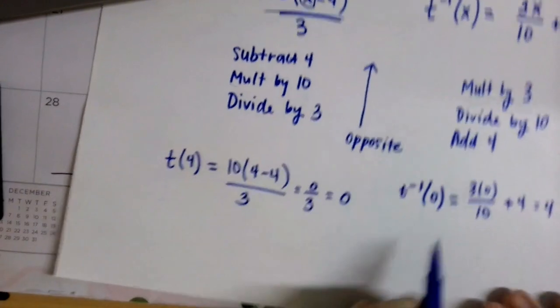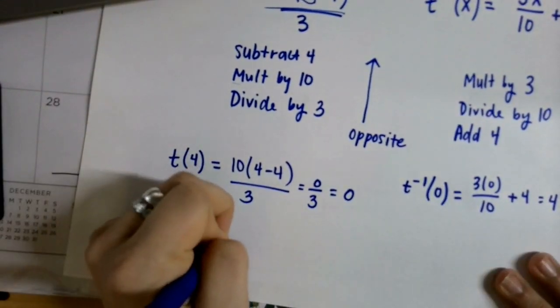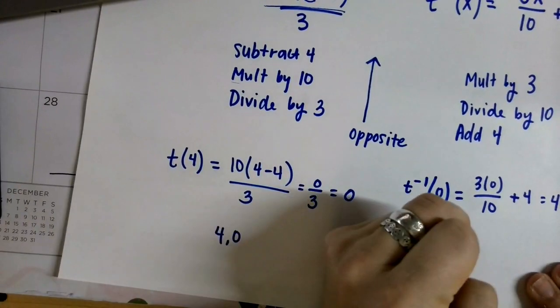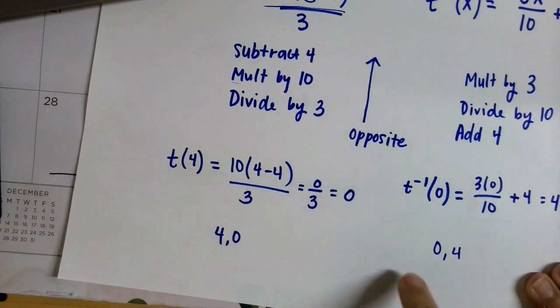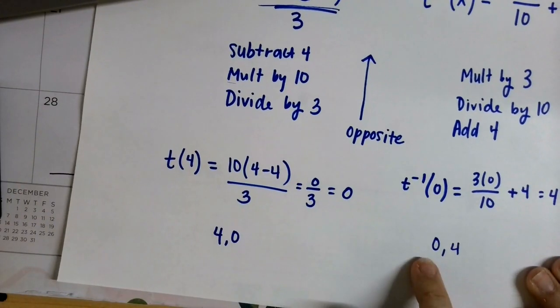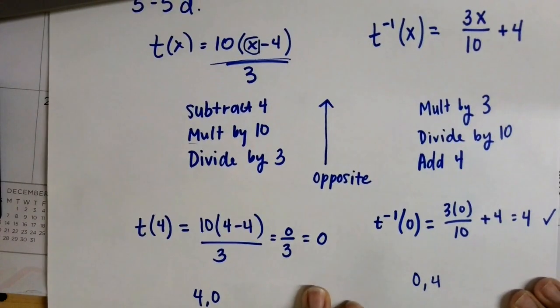So I know that this worked because I ended up here. I had the 4 and 0, and then I flipped them and I got 4. So I had 4, 0. When I flip it, I get 0, 4. So that's how I can tell it's correct.